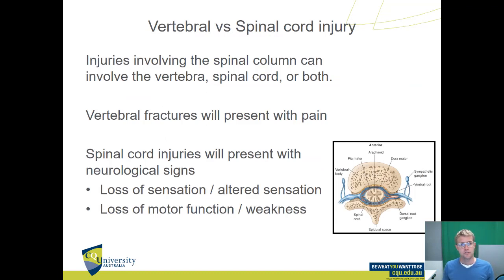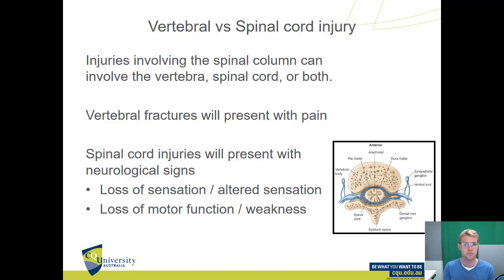So there is a difference between vertebral injury and spinal cord injury, although they often do occur together. So with vertebral fractures, the way that you'll be able to tell the difference there is that they're painful. As with any bony fracture, they're painful. You can have a broken back and still walk again, if there's no impingement or damage to the spinal cord within the vertebrae.